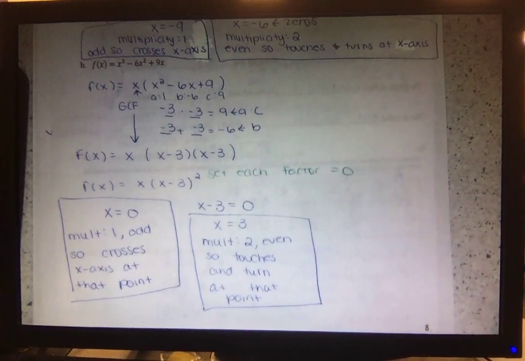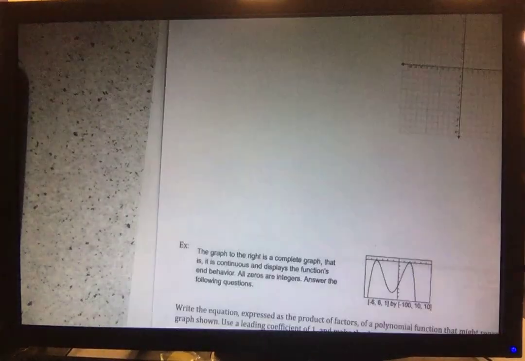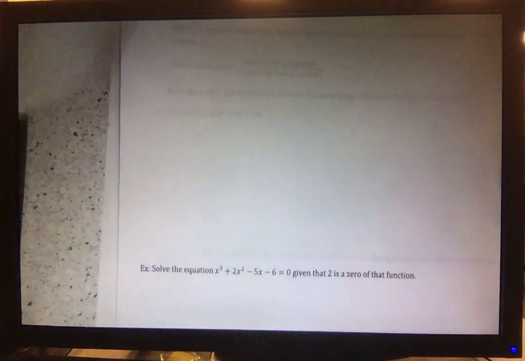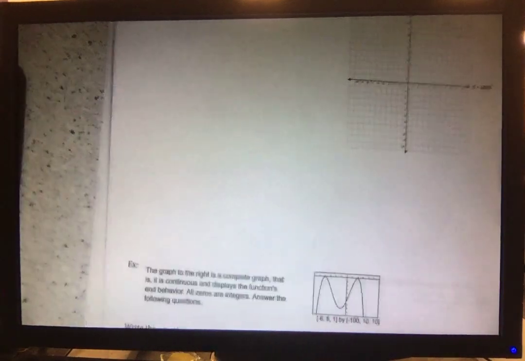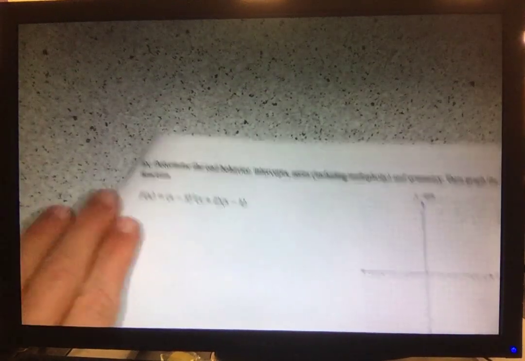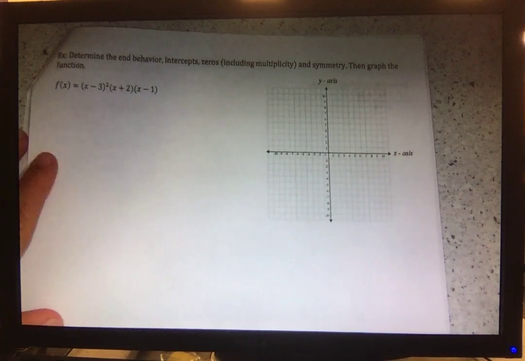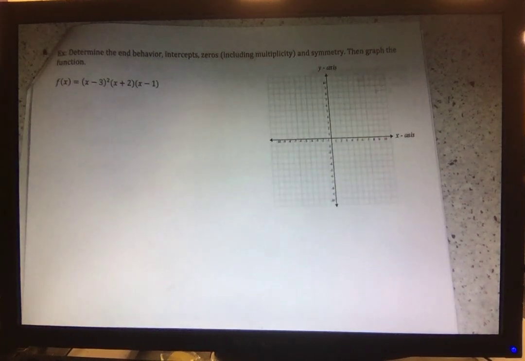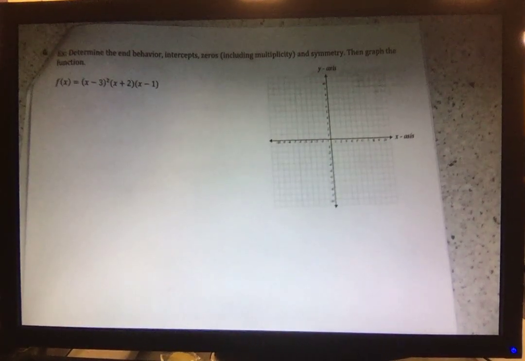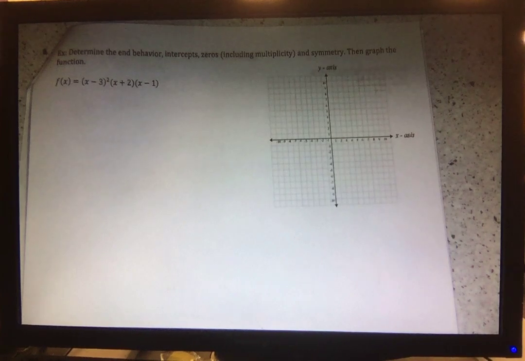Ready? Next page. Okay, last page for this section. So 2 more examples. Putting it all together. This time we're going to determine the end behavior, the intercepts, the zeros, including the multiplicity, and the symmetry. Then we're going to graph the function. So it's kind of like putting section 3.1 together with 3.2. Biggest thing, please make sure you read the directions to know that you don't miss anything.